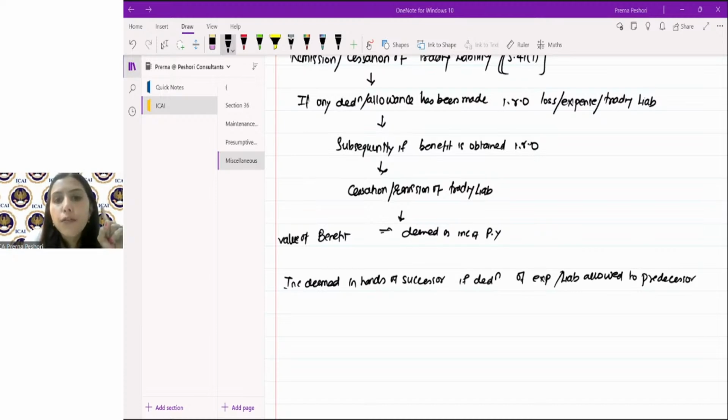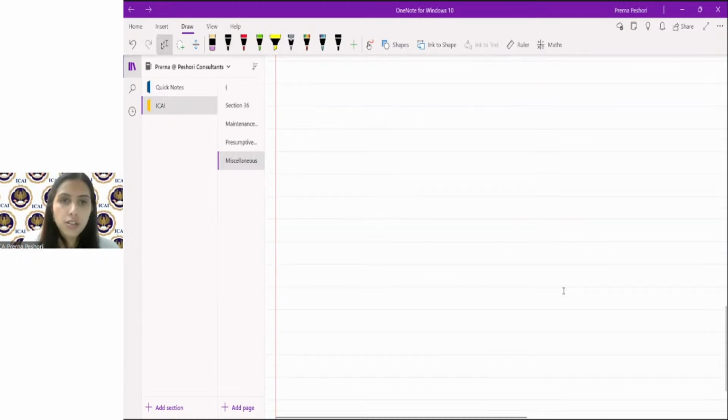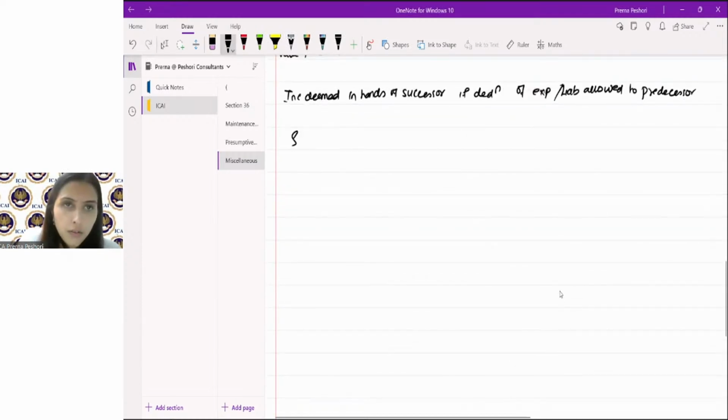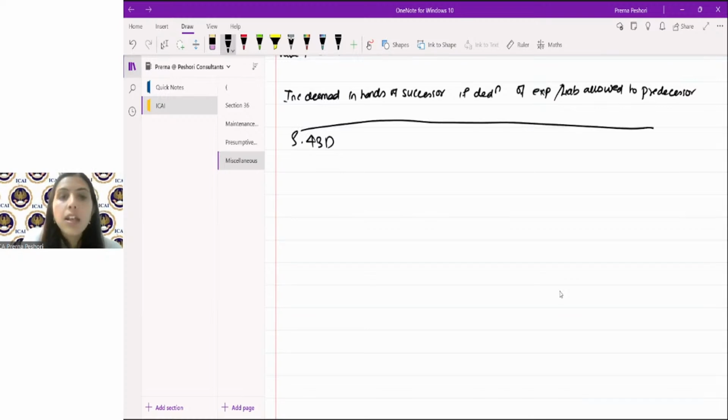So there is section 43CA, which we will cover with section 50C under the capital gain, which I am not covering over here. There is one more section, 43D. This is special provision of income of public financial institution or public companies.